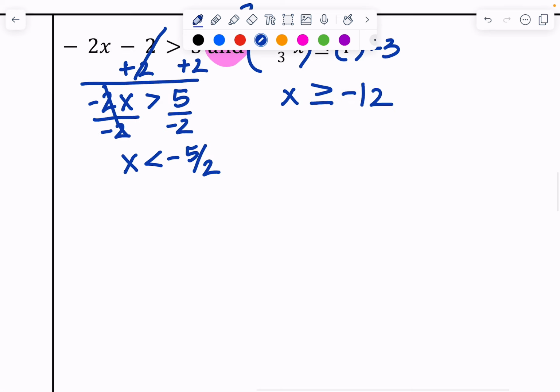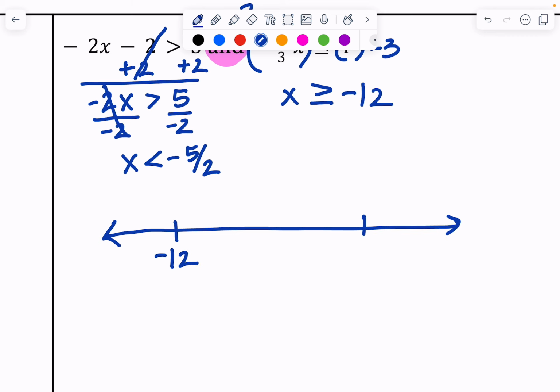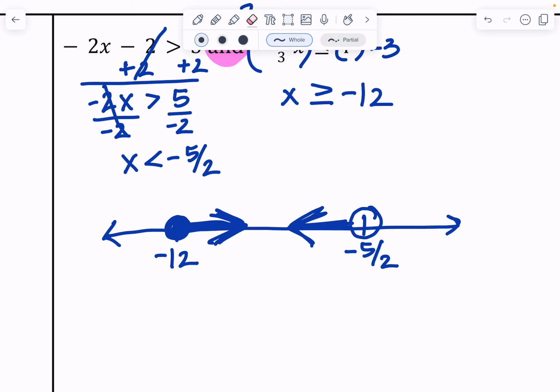So on our number line, negative 12 is over here, and negative 5 over 2 would be up here. And means they both have to be true. So if we start at negative 12, we have a filled in circle, and greater than will be this way. And for x less than negative 5 over 2, open circle, shading this way. So luckily they're pointing towards each other and they will both be true. So the solution set would be in the center.